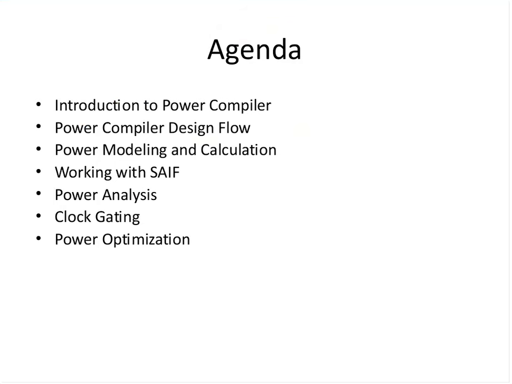Then third, we will see how the power is modeled, what kind of different power numbers we would be interested in, and how they are calculated. We'll learn about switching activity. SAIF is a file format that is used to pass on the switching activity information. We'll see what switching activity is and how it is used. We'll see how we analyze power numbers, how we go through the reports.